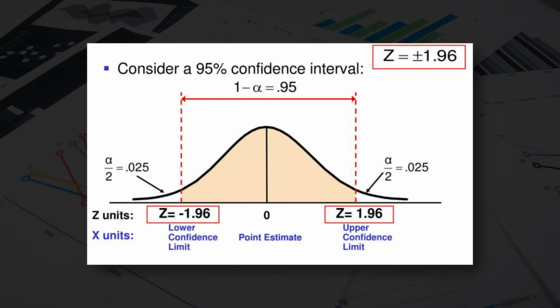So Z is equal to plus or minus 1.96 when considering a 95% confidence level. 1 minus alpha equals 0.95 and alpha by 2 equals 0.025. This is the way of doing it, and alpha divided by 2 here is 0.025. In both cases alpha by 2 is 0.025, and on the left side Z is equal to minus 1.96, and after the 0 on the x-axis, Z is equal to 1.96. So this is the lower confidence limit, which is negative, the point estimate is 0, and the upper confidence limit is positive 1.96.